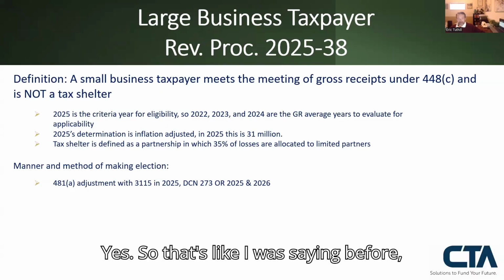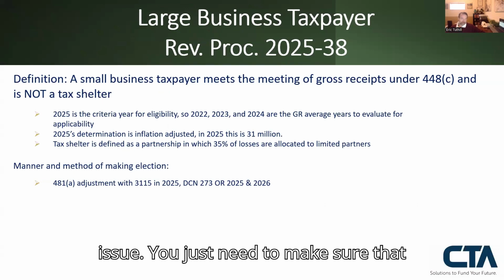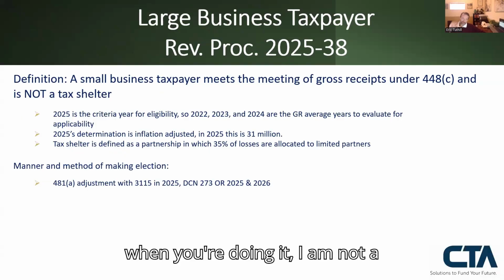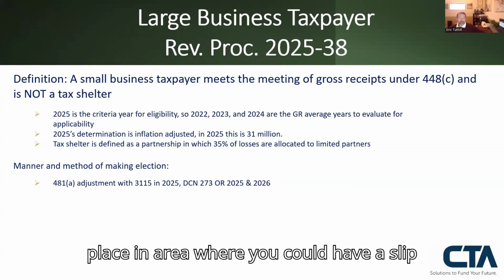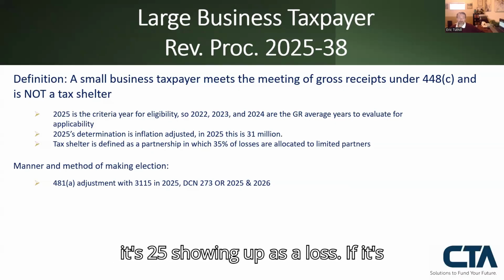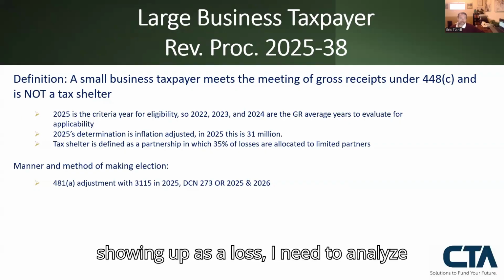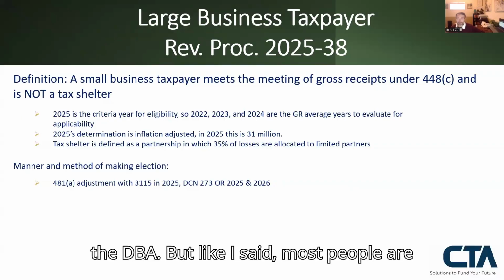Yes. So that's like I was saying before, the tax shelter thing is kind of an issue. You just need to make sure that when you're doing it, I'm not a tax shelter. That is one place and area where you could have a slip up, right? You just got to look at, hey, is 25 showing up as a loss? If it's showing up as a loss, I need to analyze that a little. And I've got a partnership. I need to analyze that a little closer before I start looking at the BBA.